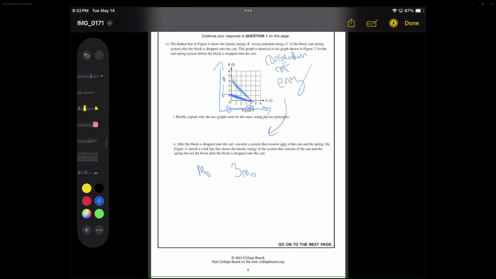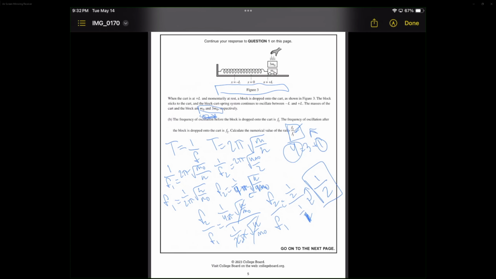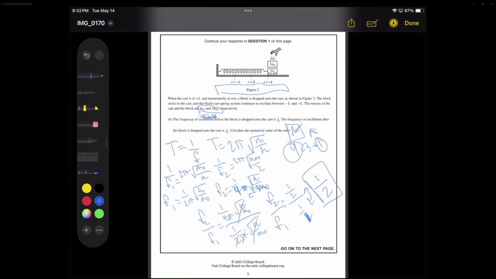Like I said, important part for this section, conservation of energy. If you see things that look like they're going to be plugged in, and you see a ratio, or you see something that wants a numerical answer, look back at your equation sheet.